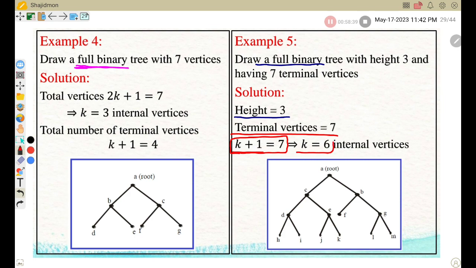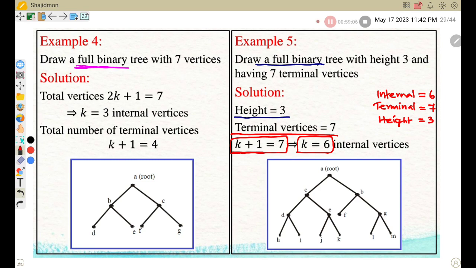From that, k equals how much? 6. So k equal to 6, what is the meaning of k? Internal vertex. So 6 internal vertices. Internal vertex equal to 6, terminal vertex number equal to 7. Height, how much are we getting? Height equal to 3. Maximum height equal to 3.